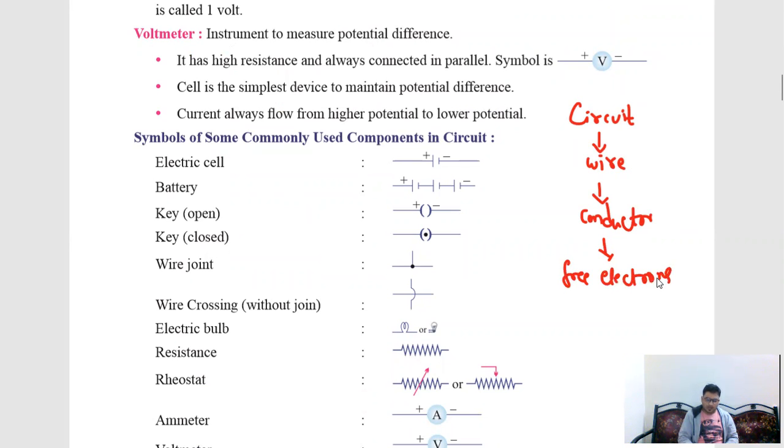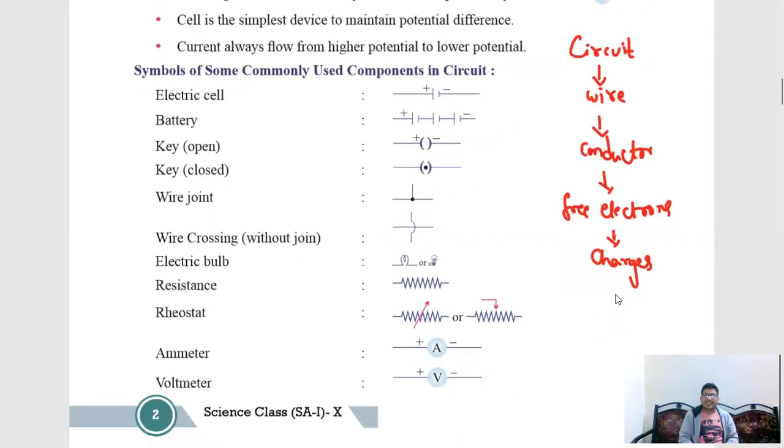Free electrons, or simply to say, those electrons you can call charges also. Now these charges will first be at rest when the switch is off. If the switch is off, the fan also will not rotate, because in a circuit, of course, wire is there. That wire is nothing but a conductor. Free electrons will have charges. They will be at rest when the switch is off.